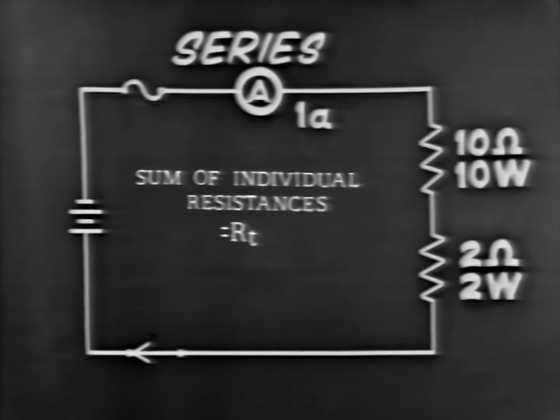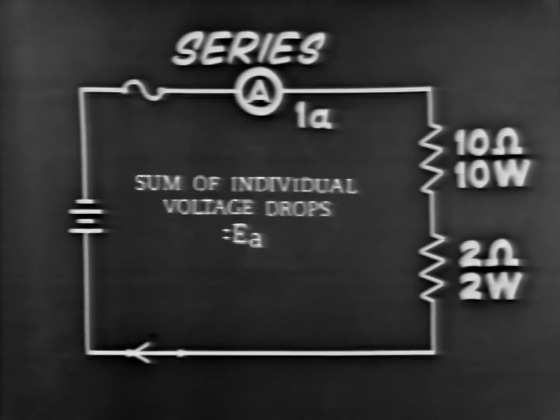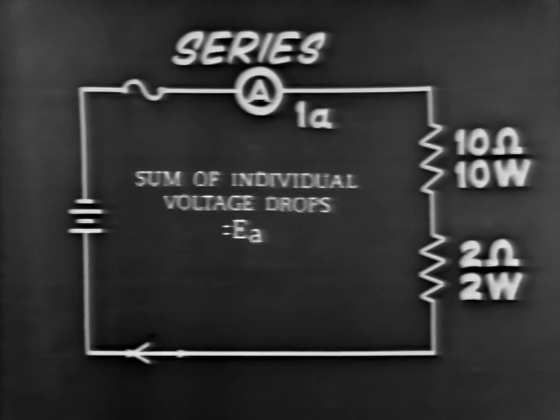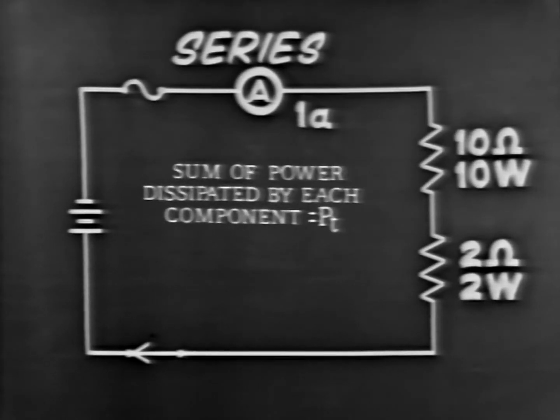Total resistance is equal to the sum of the individual resistances. The applied voltage is equal to the sum of the individual voltage drops. And total power dissipated is equal to the sum of the power dissipated by each component.